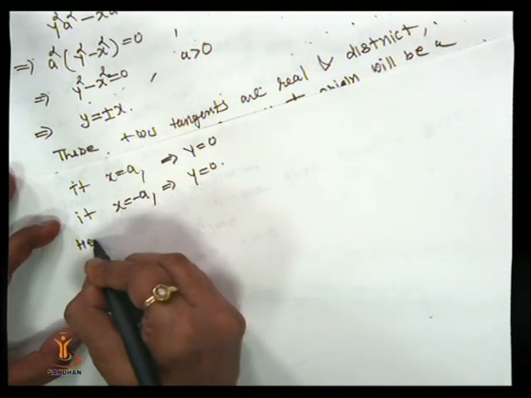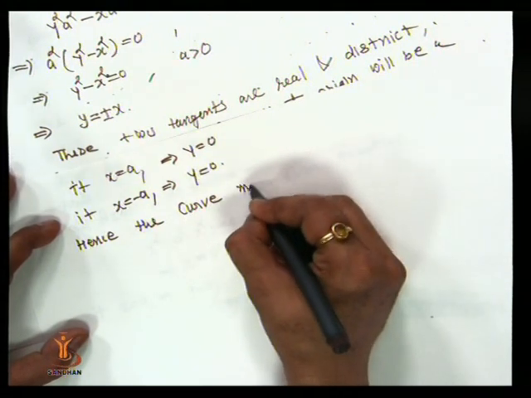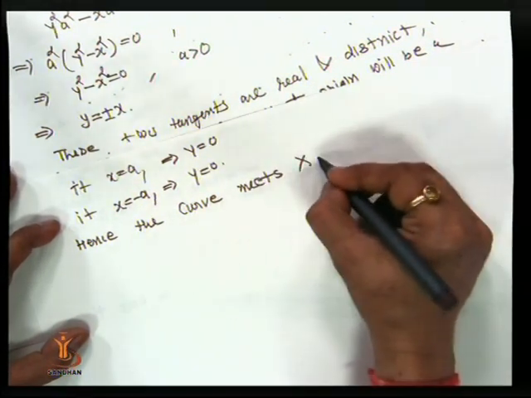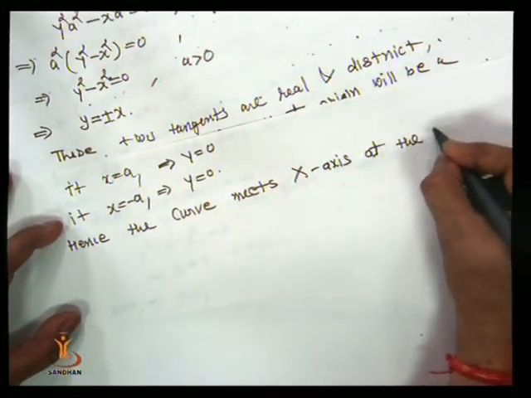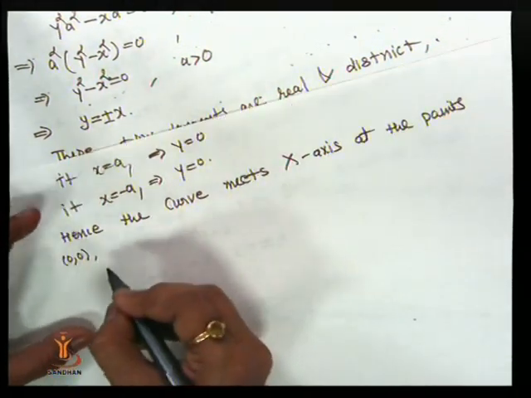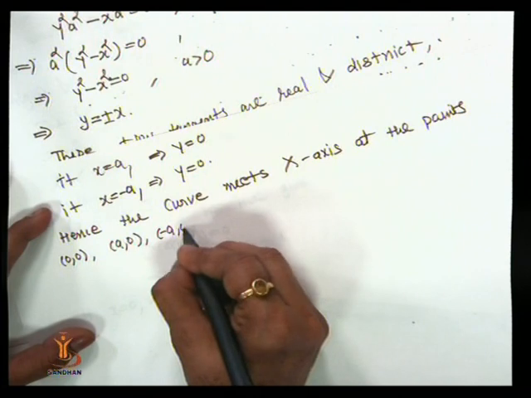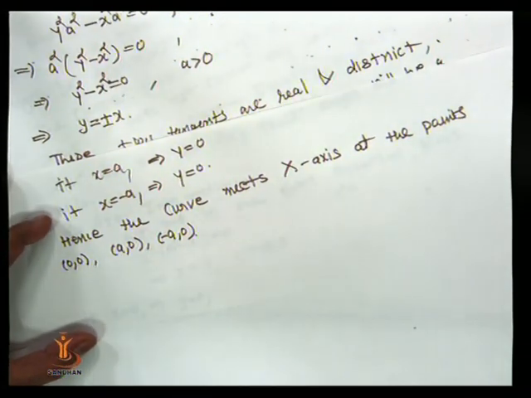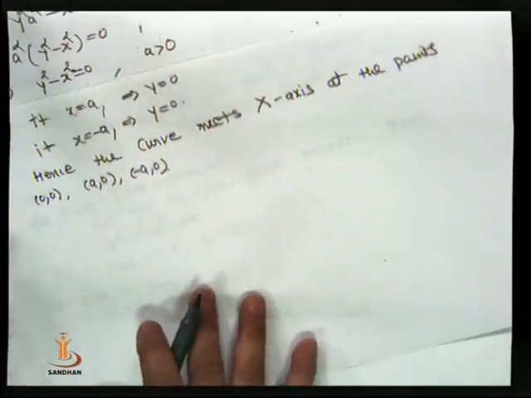Hence we can say that the curve meets x axis at the point 0 0, that is origin, next point is a 0, and third point is minus a 0. Thus 0 0, a 0, minus a 0 are the points of intersection of the curve with the coordinate axis, that is x axis. Now again we have to check the nature of these points.